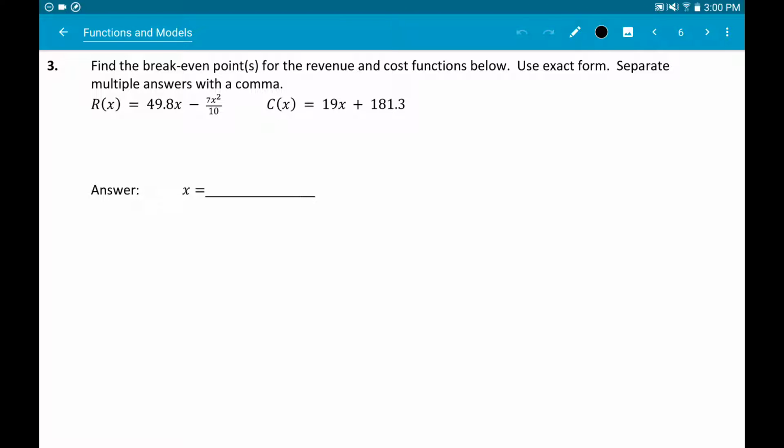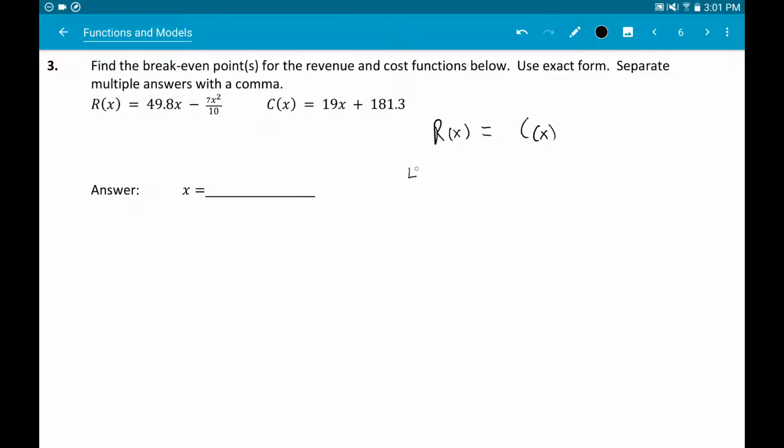Here in question 3, it's the same kind of question, just uglier functions. So notice, look at the revenue function here. You've got an x squared in there, and you've also got these ugly decimal numbers. But it's the same question. So let's start off the same way. Let's set revenue equal to cost.